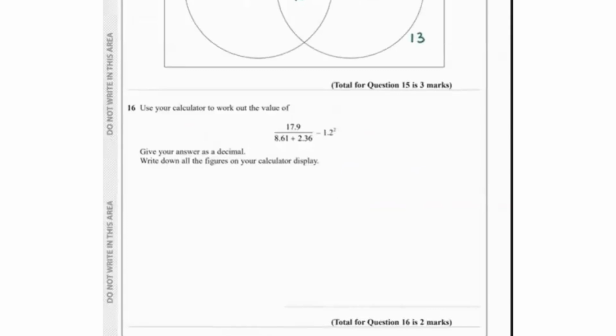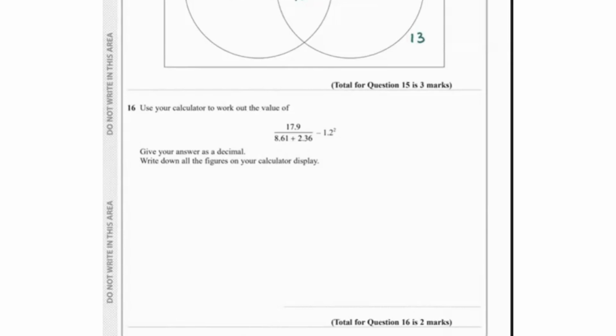Question 16 says use a calculator to work out the value of 17.9 divided by 8.61 plus 2.36 minus 1.2 squared. Give your answer as a decimal. Write down all the figures on your calculator display. So as they've said, you have to solve this directly in the calculator.